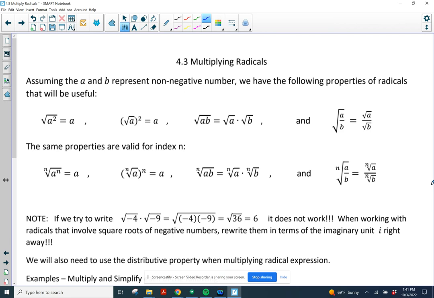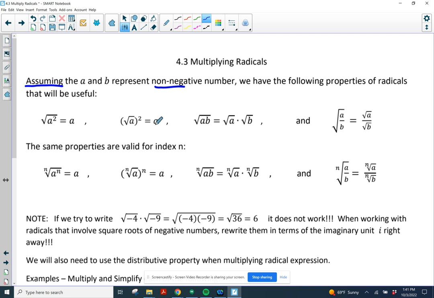Welcome. This is section 4.3, multiplying radicals. So the first thing we're going to do is look at some properties of radicals that we have already talked about, but it might be helpful to see the math notation for those properties. Assuming that A and B represent non-negative, which means not negative, so these properties don't work well when A and B are negative numbers. So if A and B are not negative, we have these properties.